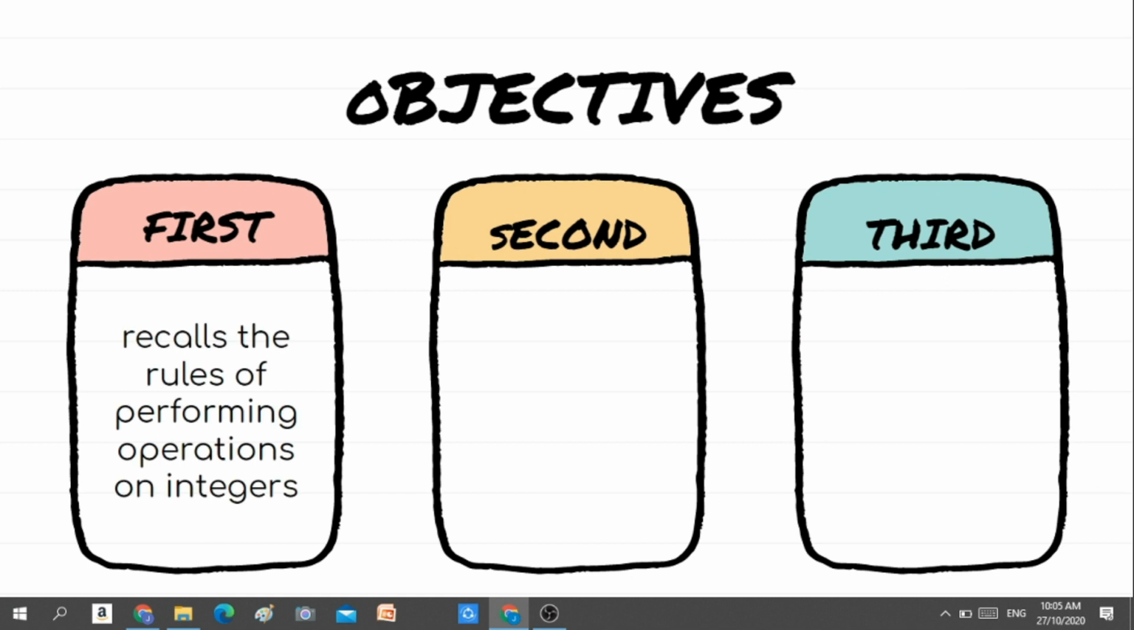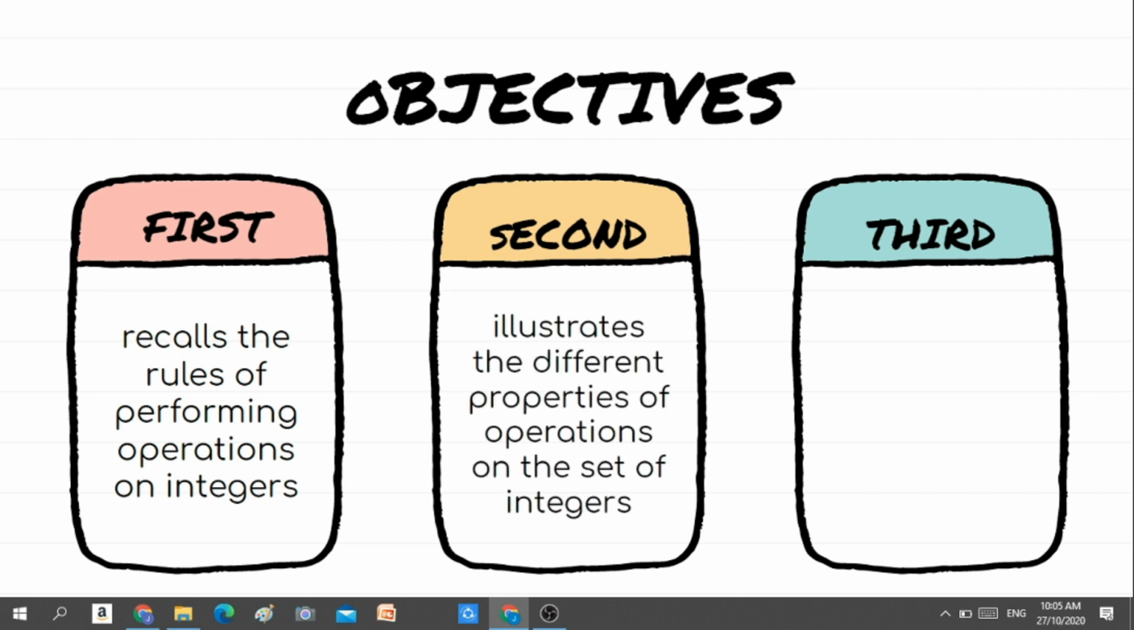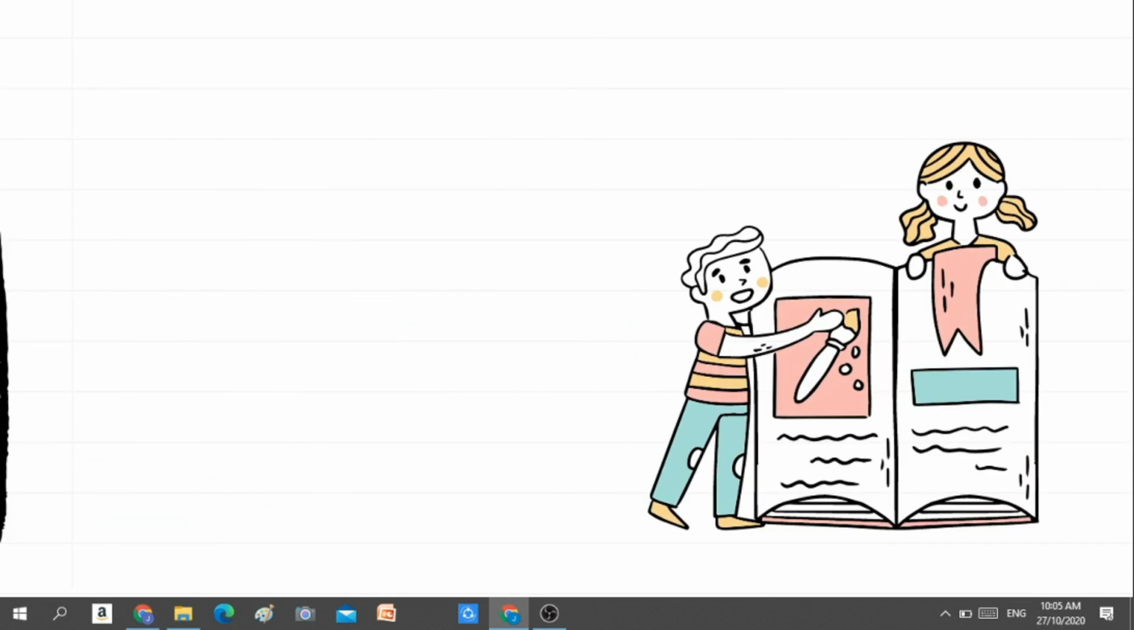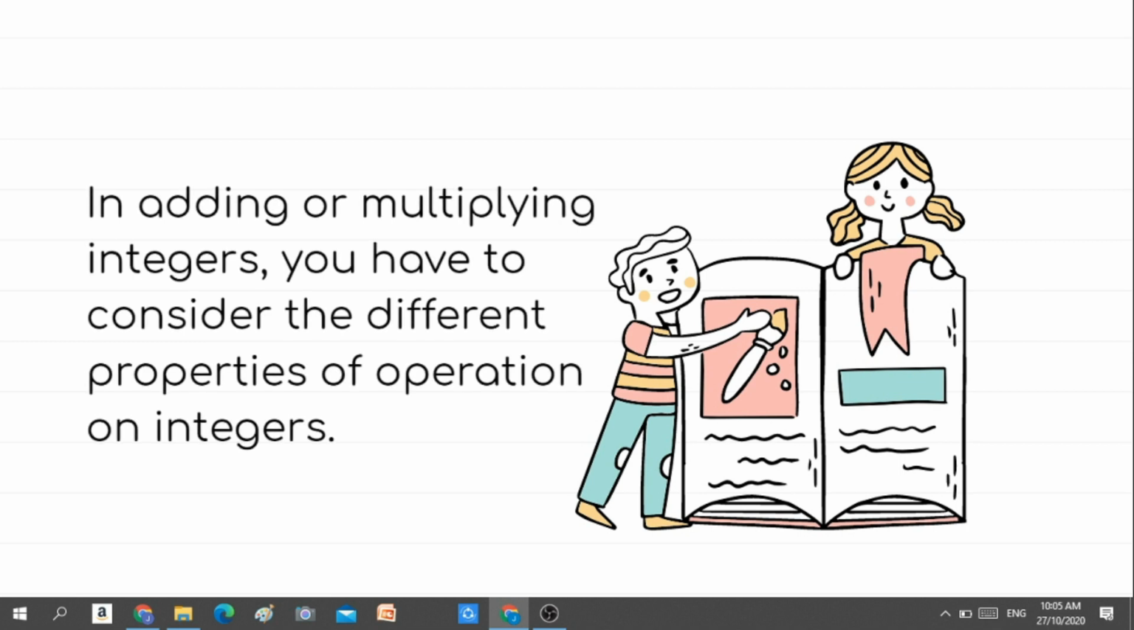Okay, so for our objectives, meron tayong first is recalls the rules of performing operation on integers. So, nagawa na natin yan. And then the second is illustrate the different properties of operation in set of integers. And the third one is considers the property of operation and set in adding and multiplying integers. So in adding or multiplying integers, you have to consider the different properties of operation.